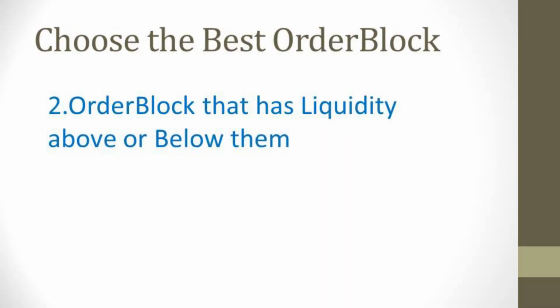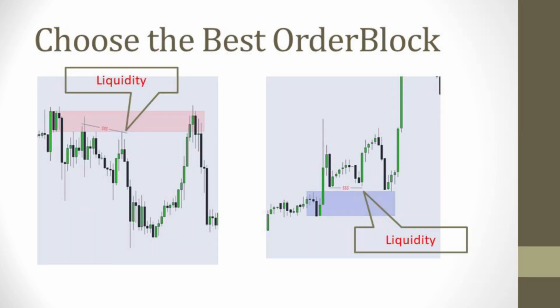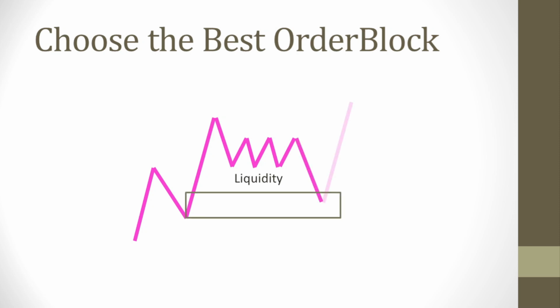Number two, an order block that has liquidity above or below it. Again, this depends on which order block you use. If you use a bullish order block, you want to see liquidity above that order block. And if you're using a bearish order block, you want to see liquidity below it. So why is liquidity important for a good order block? You see, when price is indecisive, it could move sideways, and that creates a lot of liquidity. And this is often seen near your order block level. So price most likely will take out that liquidity first, then go to your order block before continuing its direction.